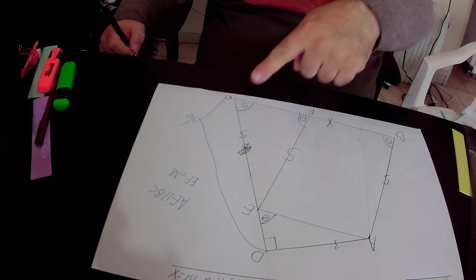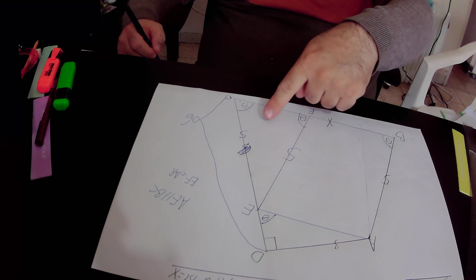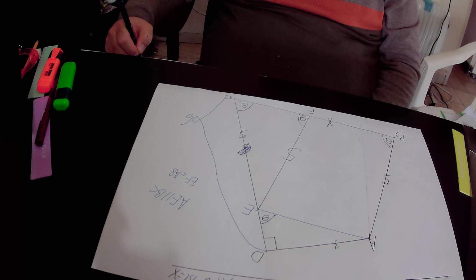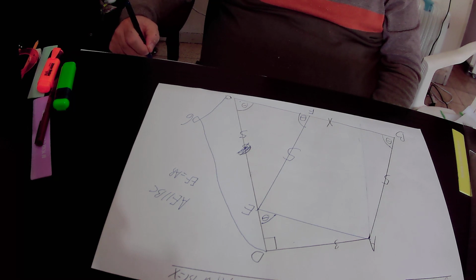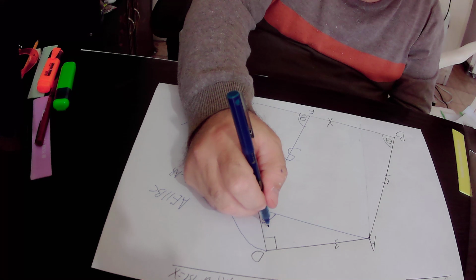DC equals 6 units. We just found out that EC equals 5 units. So DE equals 6 minus 5, that is 1. DE equals 1 unit. We can write down here that DE equals 1 unit.